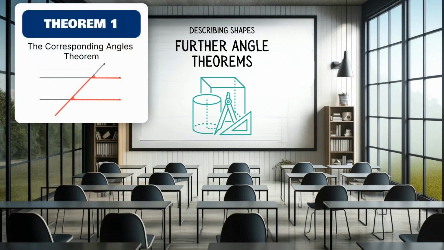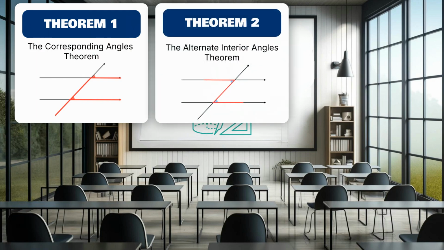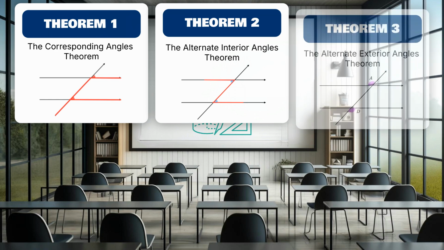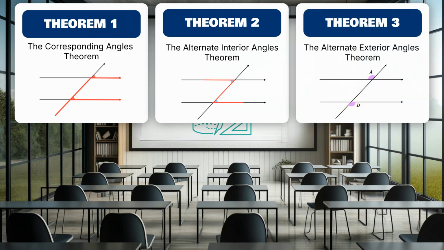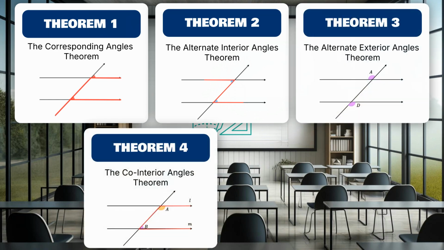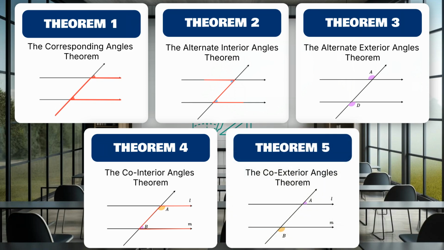First, we'll learn that corresponding angles are always equal. Second, that alternate interior angles are equal. Third, that alternate exterior angles are also equal. Fourth, that co-interior angles sum to 180 degrees. And finally, that co-exterior angles also sum to 180 degrees.